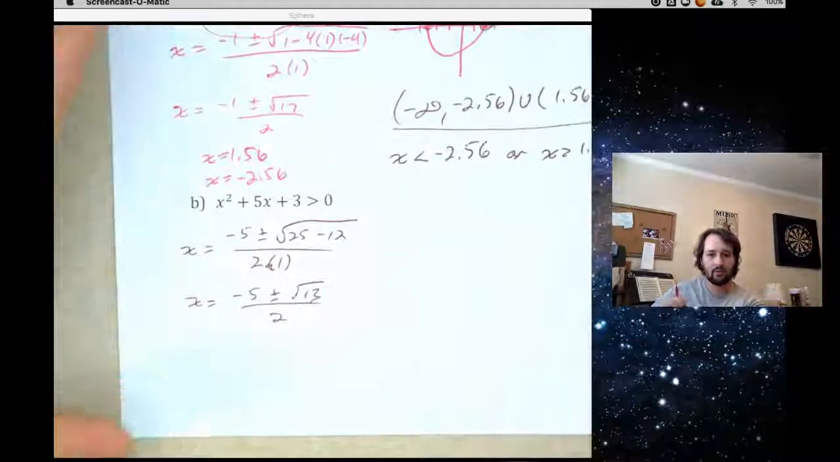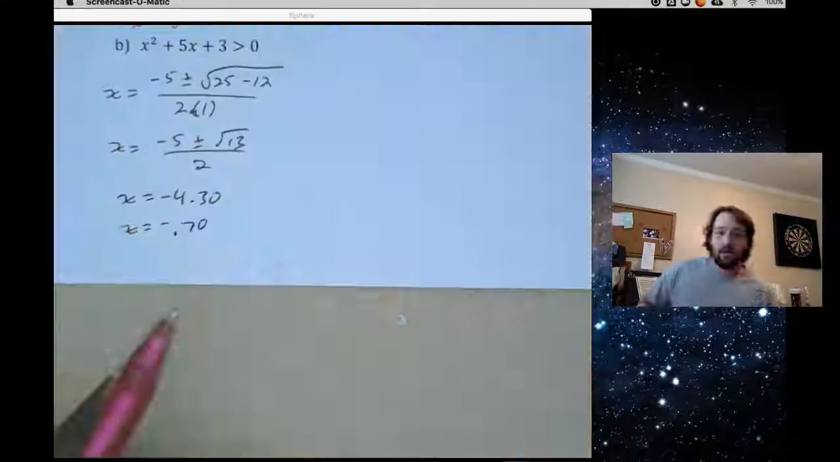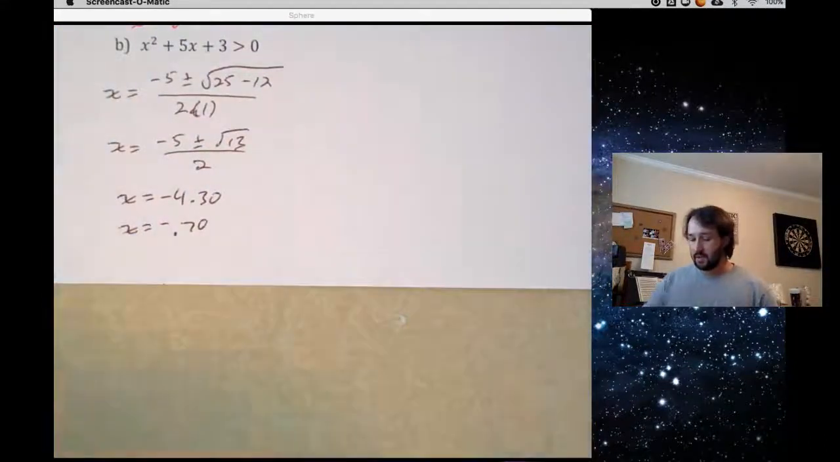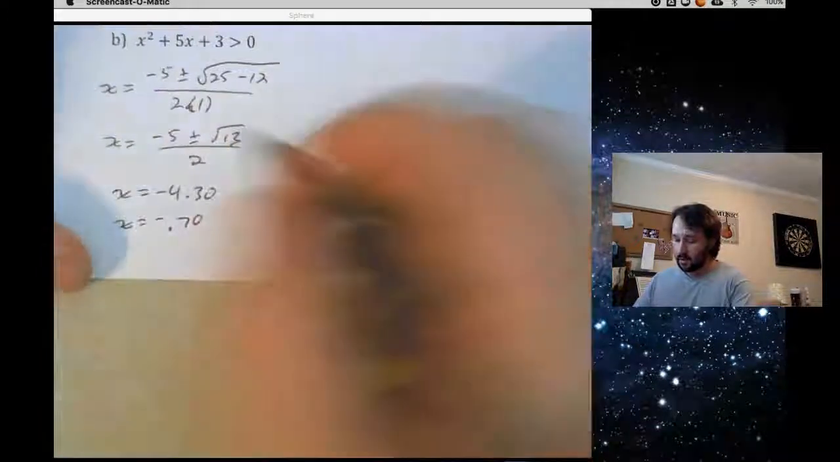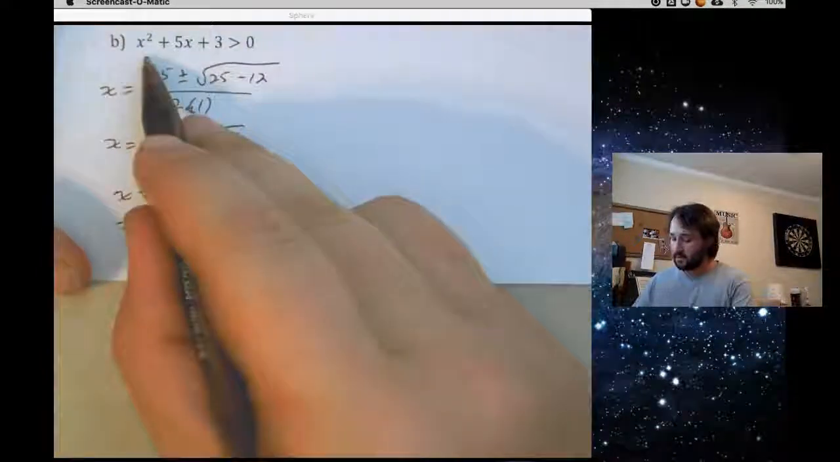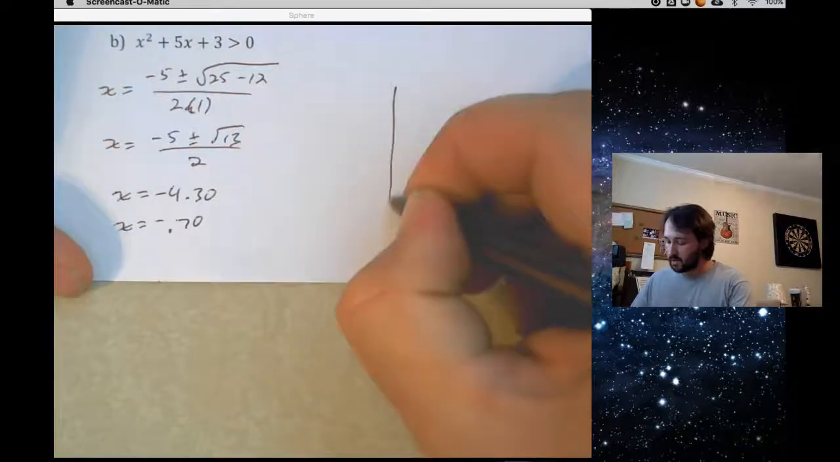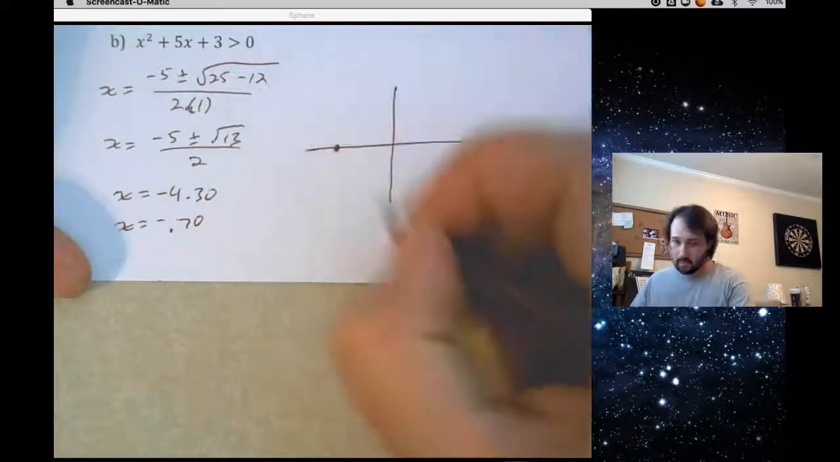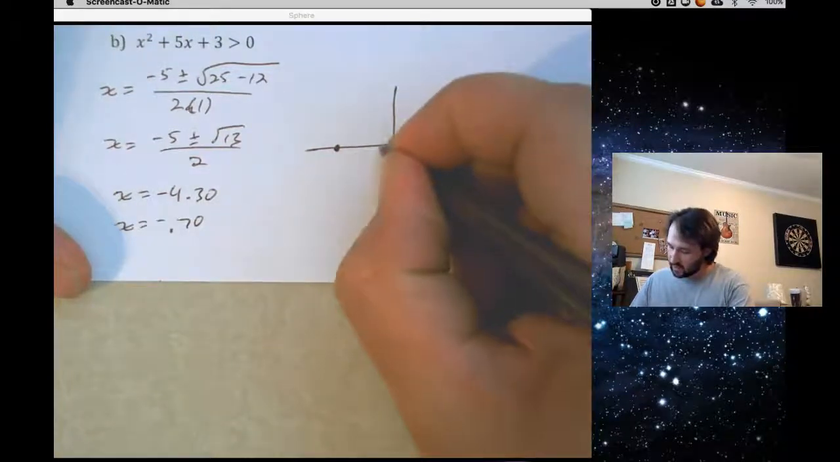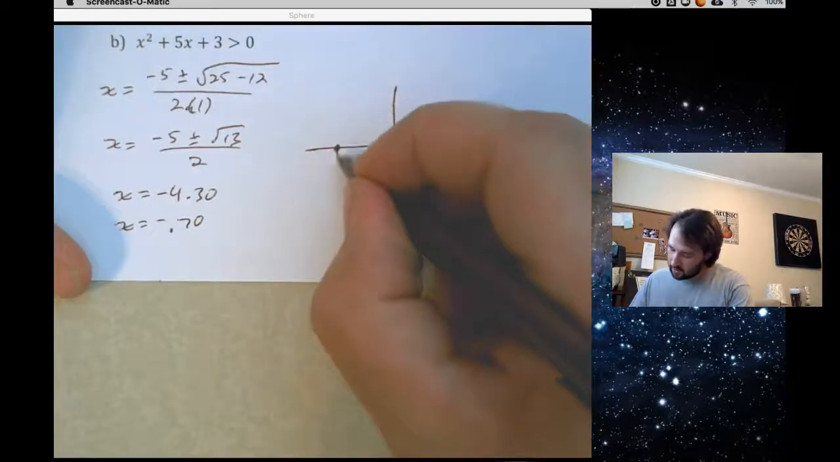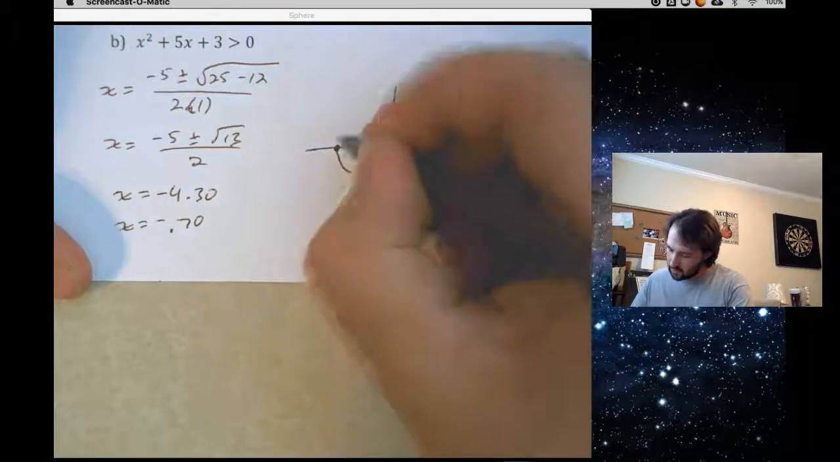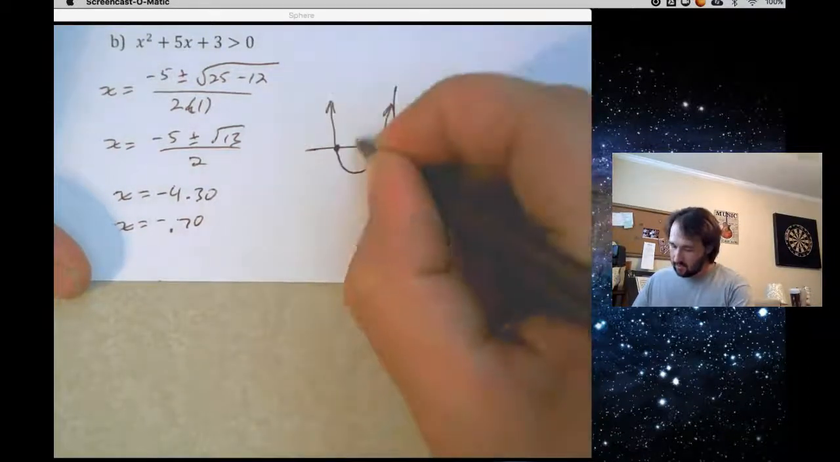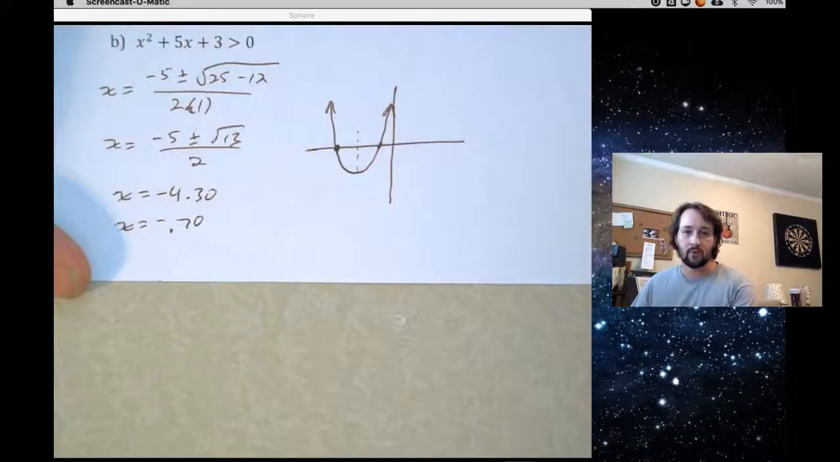Let me go ahead and type this in real quick to my calculator and get the solution. So here are my two rounded solutions for this. I also have an x squared, so it's positive, so I know it's going to open up. So for my graph, I have negative 4.3, so it's over there. I have negative 0.7, that's what it rounded to. I know it's going up because the x squared is positive. And again, the vertex should have an x value right in the middle.